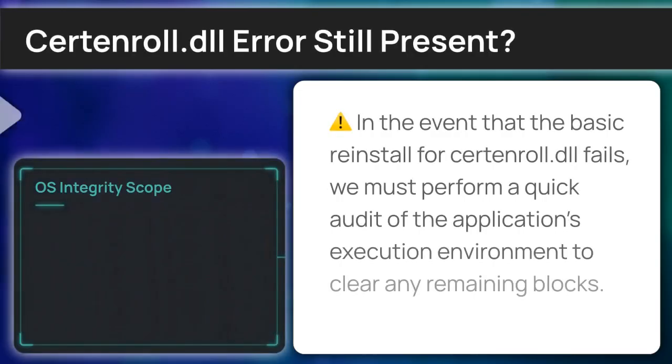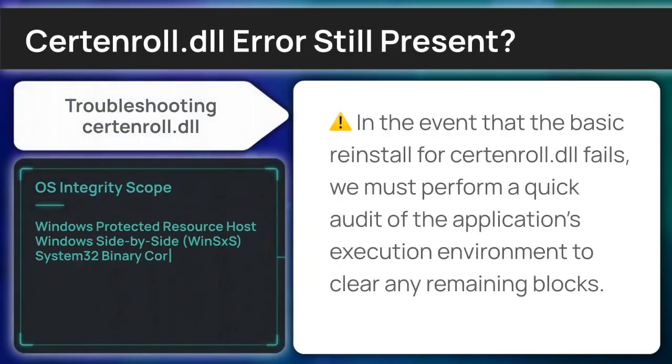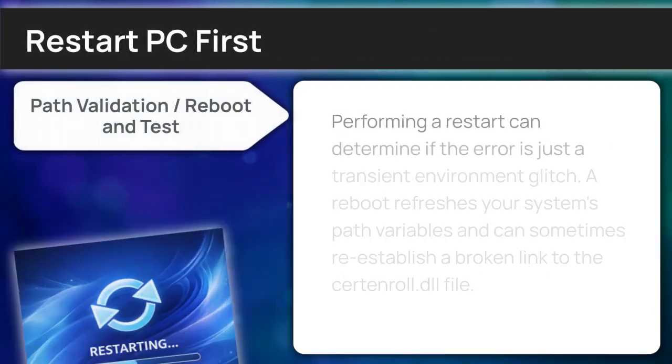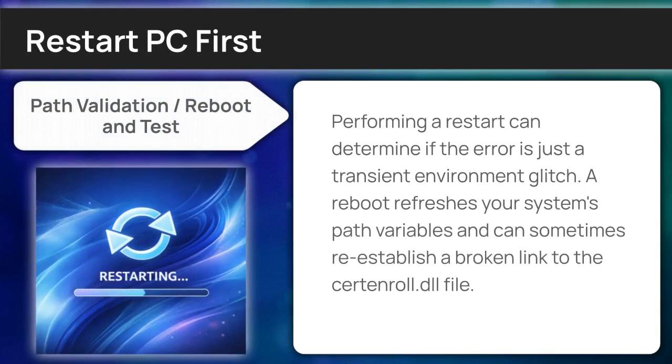Should the reinstallation fall short, the next step in our protocol is to validate the integrity of your system's startup environment. Performing a restart can determine if the error is just a transient environment glitch. A reboot refreshes your system's path variables and can sometimes reestablish a broken link to the Certificate Enrollment Library file.